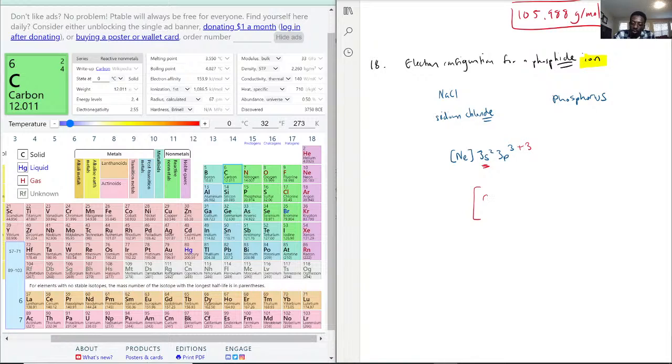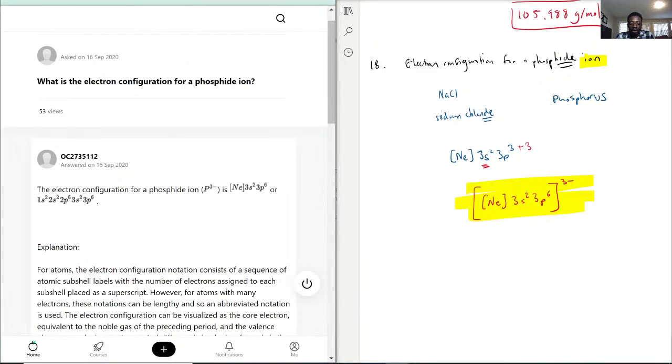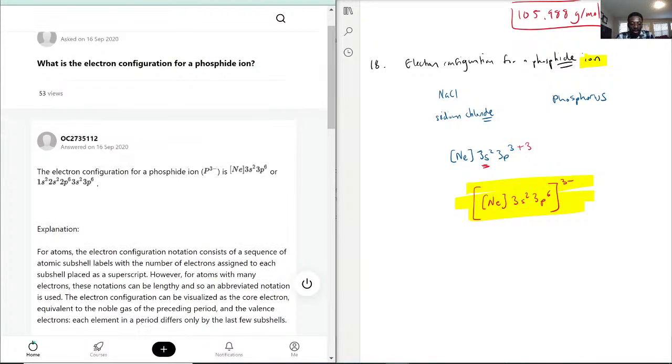So for the phosphide ion, the electron configuration will be 3s2 3p6. It's 3 minus there, because when you add electrons, it's a negative sign, because electrons are negative. So this right here denotes the electron configuration for a phosphide ion. Okay, yep, 3s2 3p6. There we go.